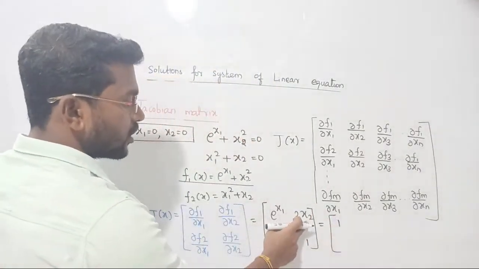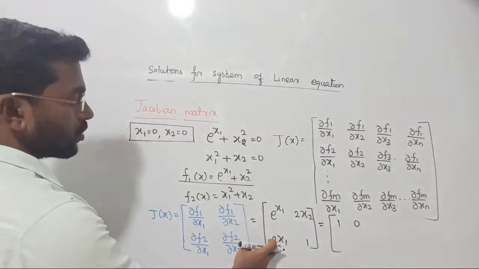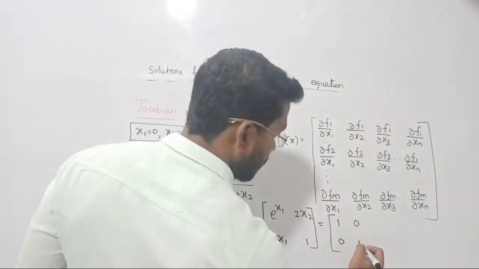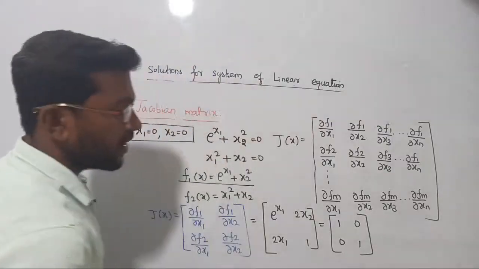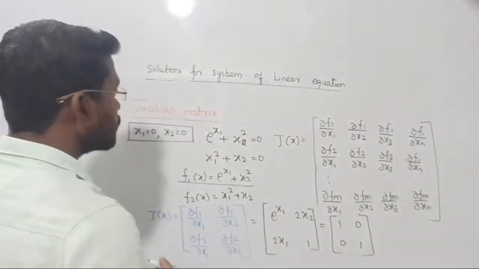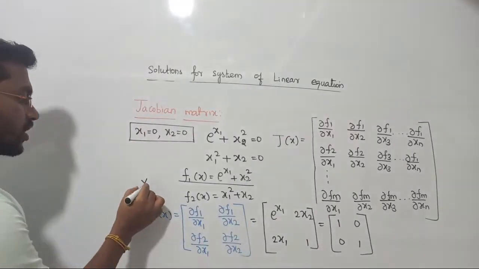If I replace x2 equal to 0, then 2 into 0 will become 0, and x1 is going to be 0, so 1 into 0 also will become 0. The last variable is 1 only, so we can consider, see, we are getting an identity matrix, right? Yeah, so that is how we are finding the solution for your given function with the help of the Jacobian matrix.